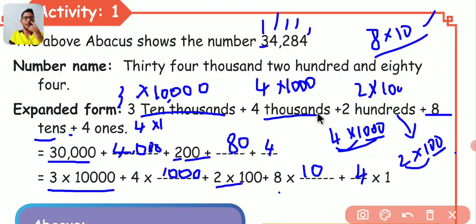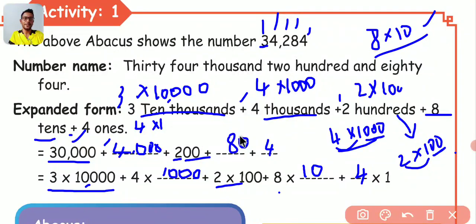After that you write 3 10,000, which means 30,000. Then plus 4,000 means 4,000. Then you put plus 200 means 200, plus 8 tens means 80, plus 4 ones means 4. Then you expand this number. 30,000 is nothing but 3 × 10,000. If you multiply 3 × 10,000, you will get 30,000. The same way you can do it.